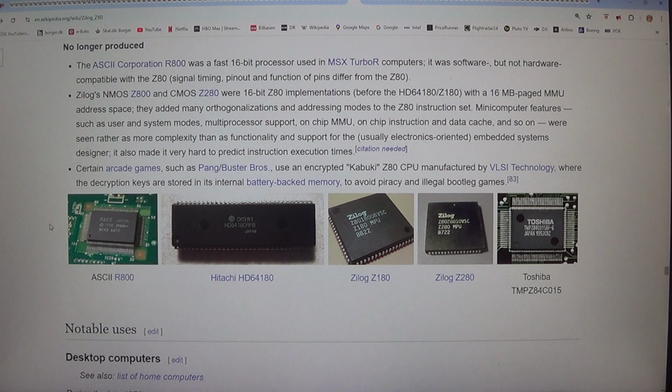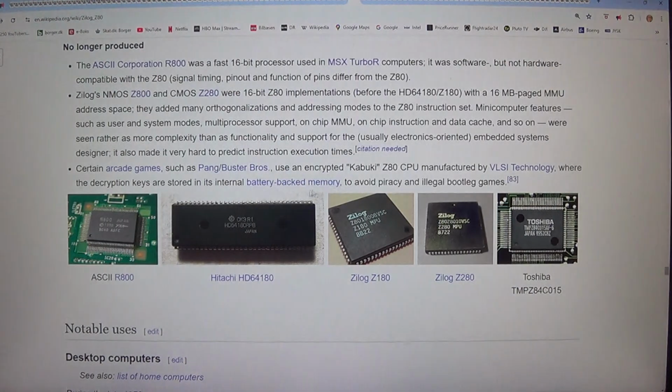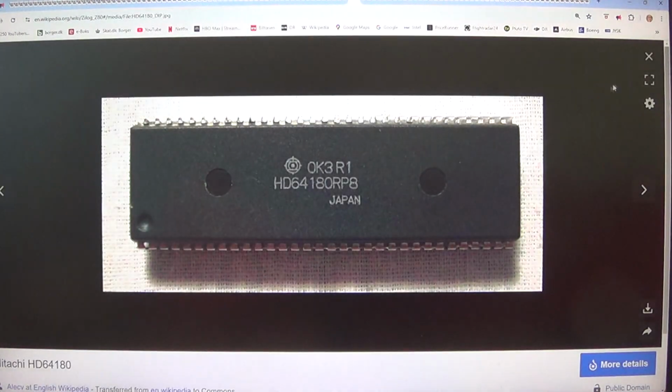3. Certain arcade games, such as Pang/Buster Brothers, use an encrypted Kabuki Z80 CPU manufactured by VLSI Technology, where the decryption keys are stored in its internal battery-backed memory, to avoid piracy and illegal bootleg games.